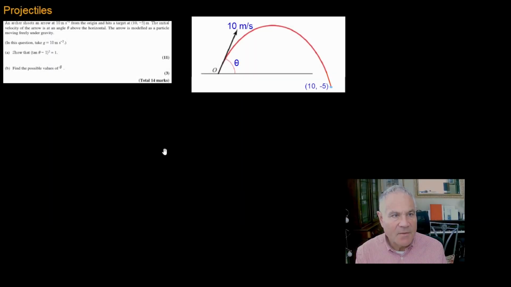Okay, we've got another projectiles question here. An arrow shot from, well, let's say the origin, lands on a target at (10, -5), so it's actually fallen 5 meters below where it was shot from. They've given us the initial velocity and the angle, and we've been asked to prove certain things about its trajectory and possible values of theta. So let's have a go at it.